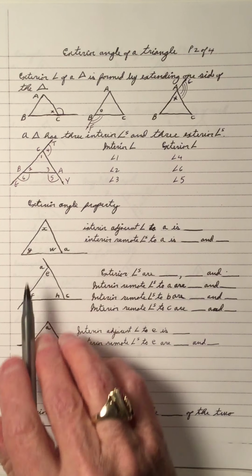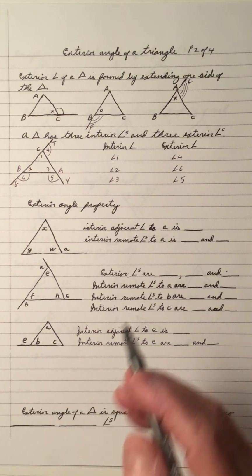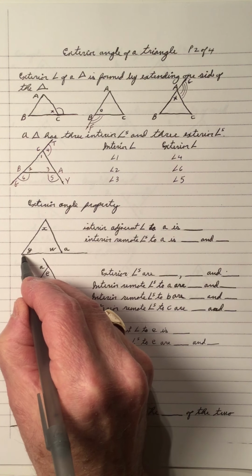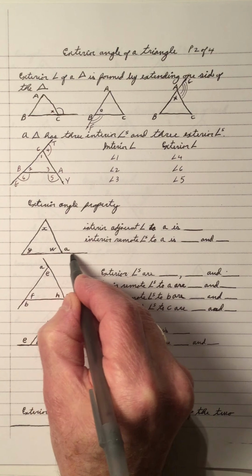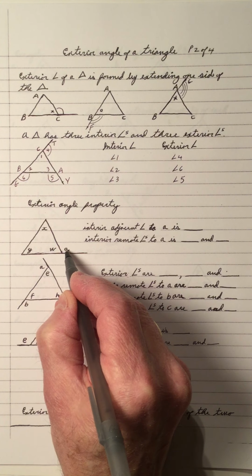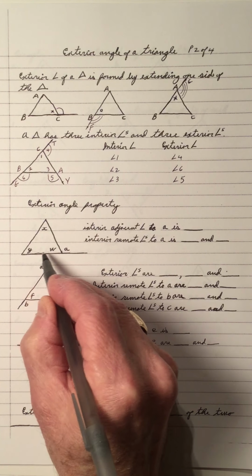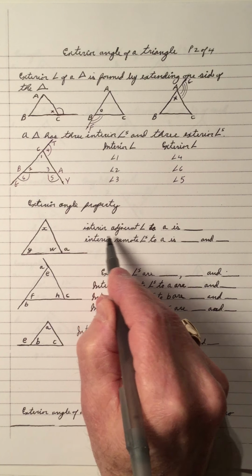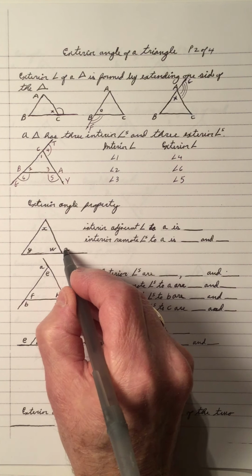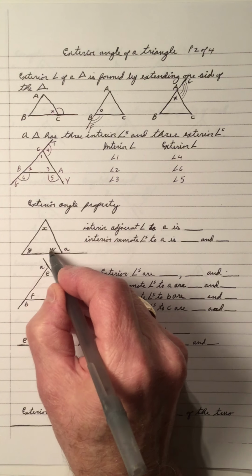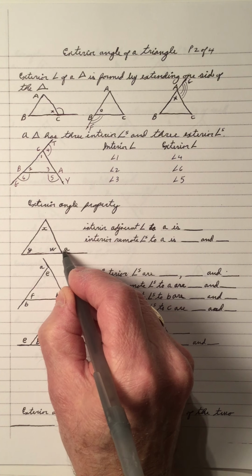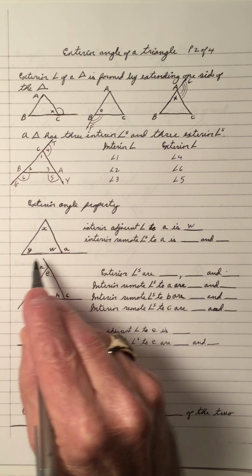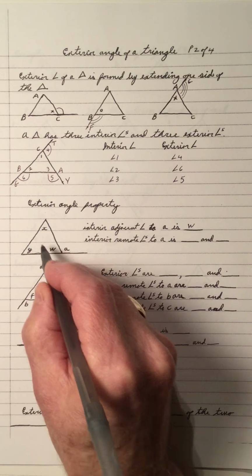So let's go through this property. Now let me introduce it and work it around. I have a triangle, and notice I have the line extended out right here. So the angle A is exterior right now. X, Y, and W are interior. So these are interior angles, X, Y, W, but the one adjacent to A is W. And the interior remote angles to A are X and Y.